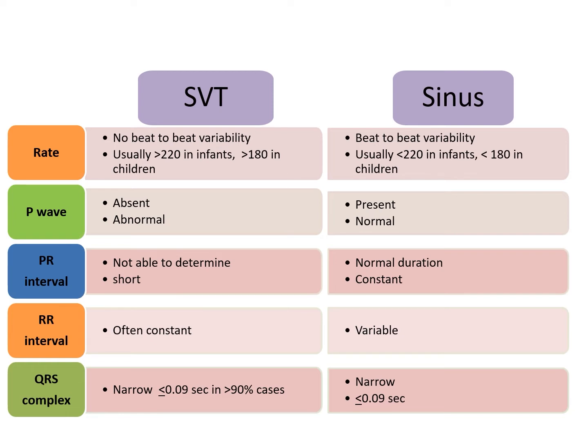With respect to P waves, the P waves are present and are normal in a sinus rhythm, whereas they may be absent or abnormal in morphology in an SVT. The PR interval is of a normal and constant duration in a sinus rhythm, whereas in an SVT it is often short and might not even be discernible. The RR interval is often constant in an SVT, whereas it is variable in a sinus rhythm. QRS complex is narrow in both, less than 0.09 seconds. In SVT, it is less than 0.09 seconds in more than 90% of the cases.